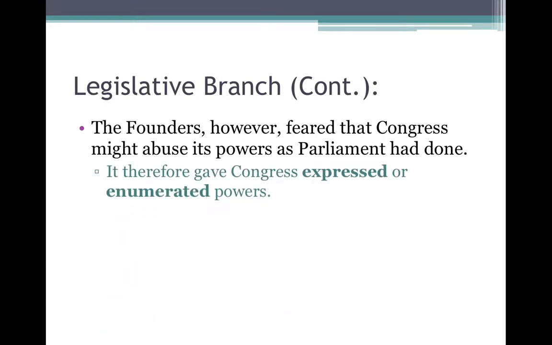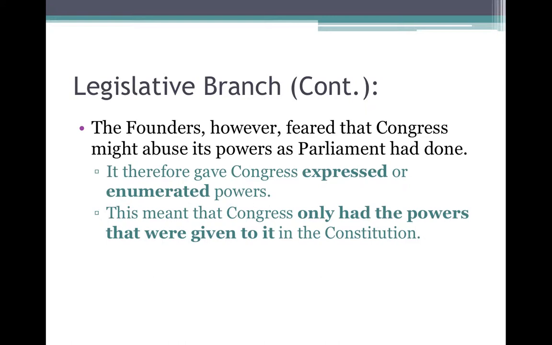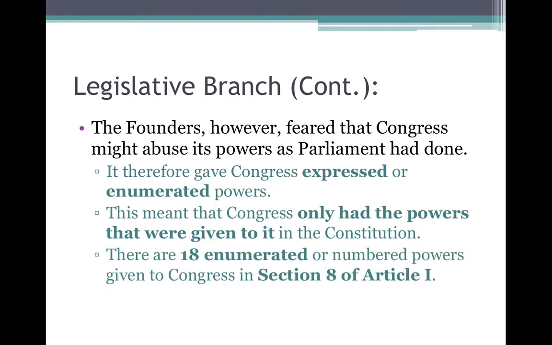It therefore gave Congress expressed or enumerated powers. This meant that Congress only had the powers that were given to it in the Constitution. There are 18 enumerated powers, or numbered powers, given to Congress in Section 8 of Article 1 of the Constitution.